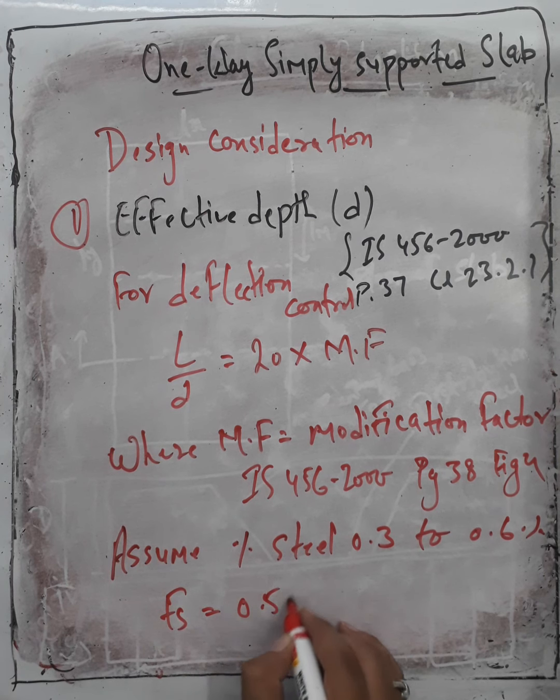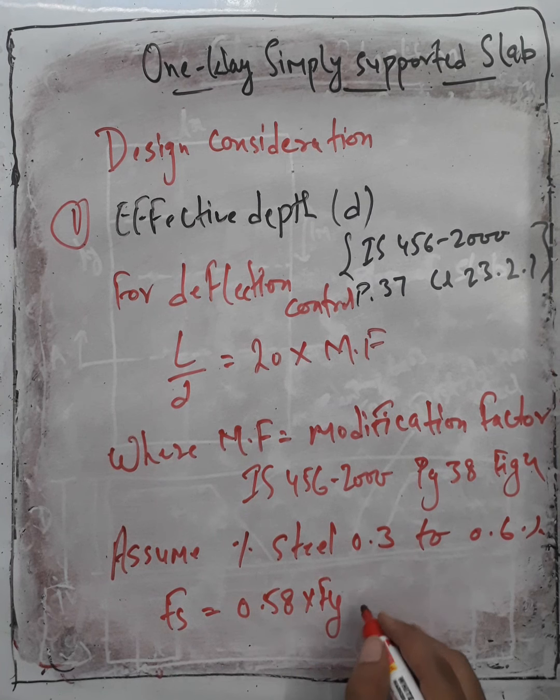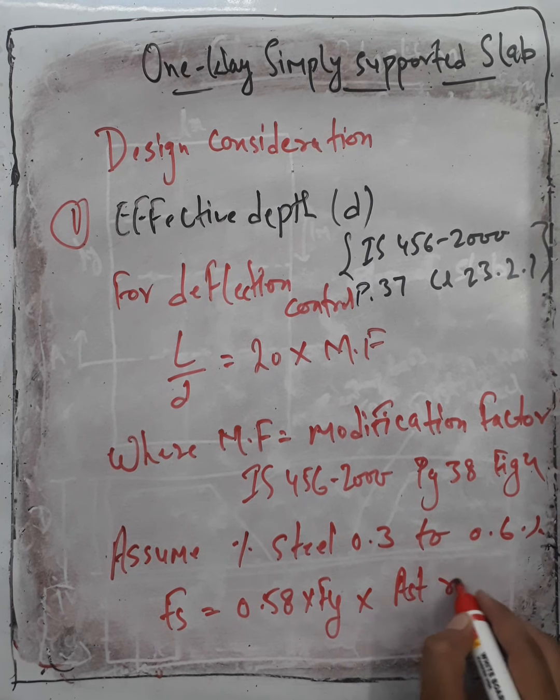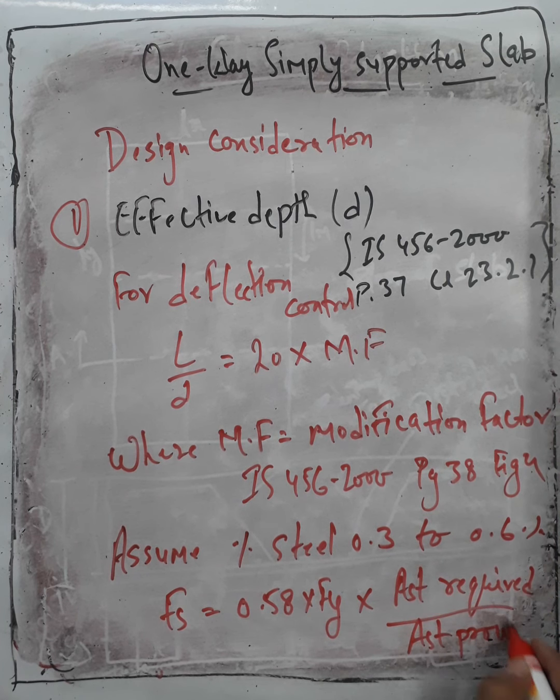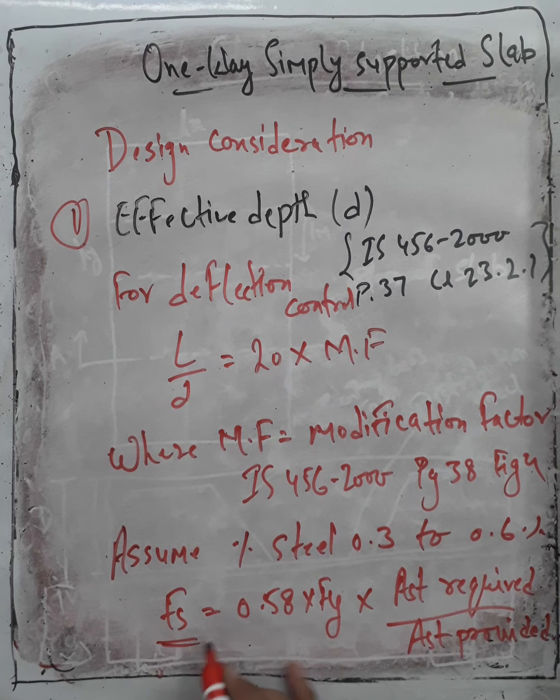Fs is equal to 0.58 into Fy into AST required divided by AST provided. So for finding the modification factor, we have to find Fs, and Fs is the stress in steel at service load. After finding Fs, we find the modification factor value, and after finding it, we multiply it in our equation, L by D ratio is equal to 20 for the simply supported case.